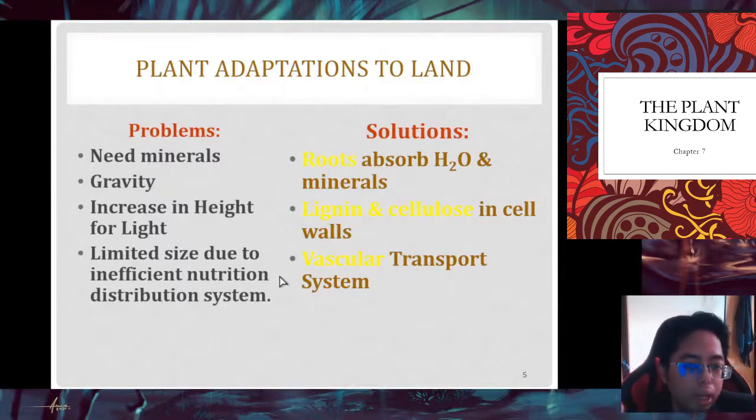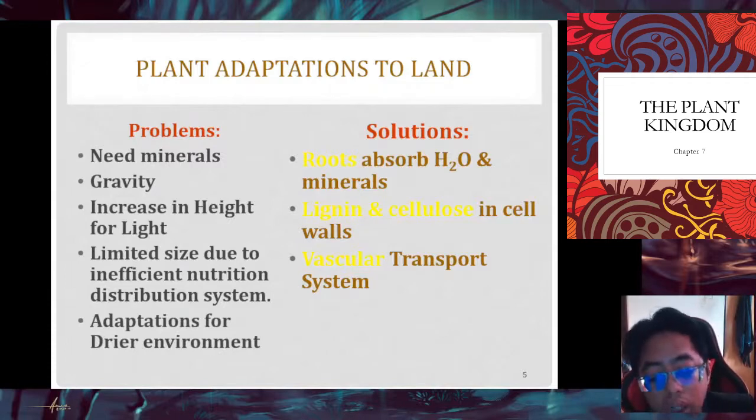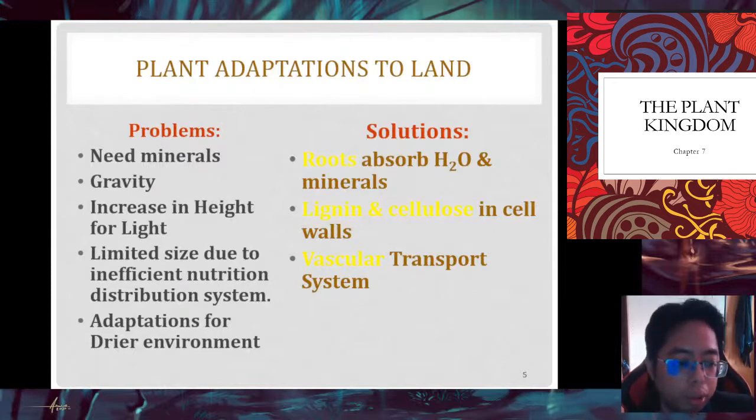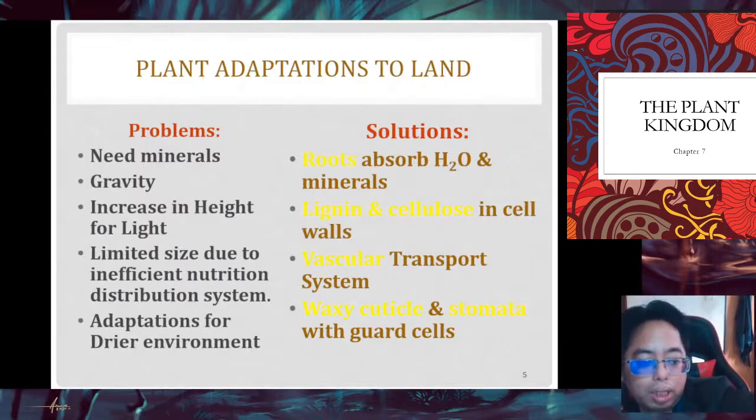Xylem or phloem, they are able to move water and also food from the top of the trees to the bottom near the roots. Okay, other than that, because they are no longer in the sea, the environment is dry, no water. So what do they do? They have to have a cuticle and stomata with guard cells. So these cells are able to prevent water loss. Okay, this slide is much better.